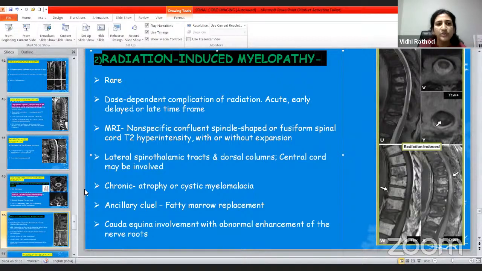Then second is radiation-induced myelopathy. Radiation-induced myelopathy is rare. It is a dose-dependent complication of radiation, can be seen early or early delayed or in the late time frame. On MRI, we see non-specific spindle-shaped or fusiform T2 hyperintensity with or without expansion. And involvement of the lateral and the dorsal spinothalamic tracts is characteristic. Chronic radiation can lead to atrophy of the spinal cord with cystic myelomalacia. The ancillary clue to help us will be fatty marrow replacement of the vertebra, which appears as T1 exaggerated hyperintense signal. And in radiation-induced myelopathy, also one ancillary clue is that there is enhancement of the cauda equina nerve roots.